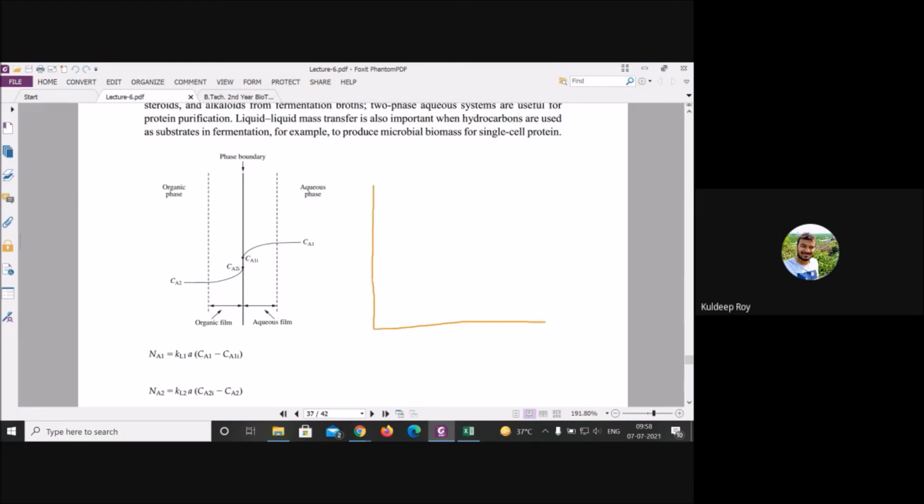If you have one box and there is a small partition, the A concentration is higher here and the B concentration is higher here. This is your semi-permeable membrane. Semi-permeable membrane means A can easily cross here and B can easily cross here.